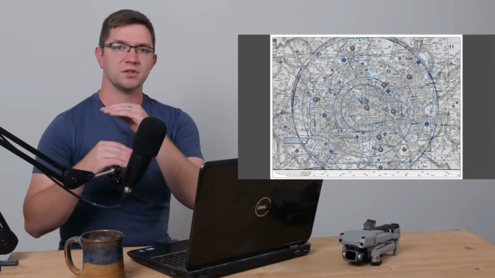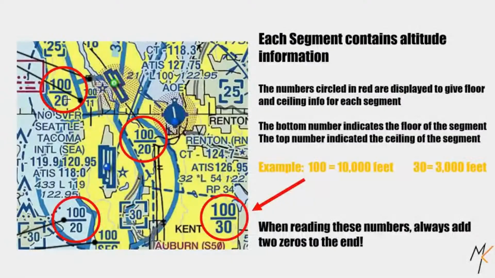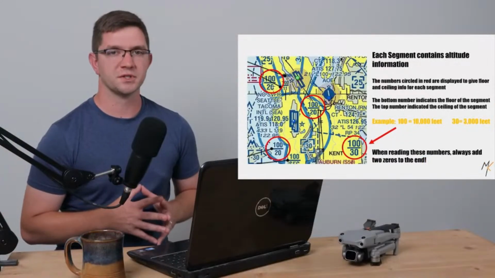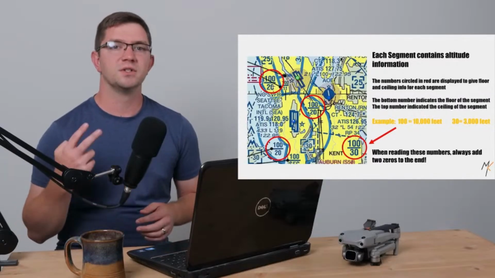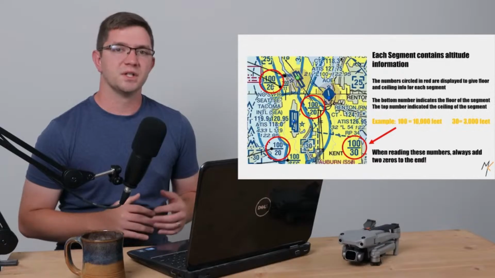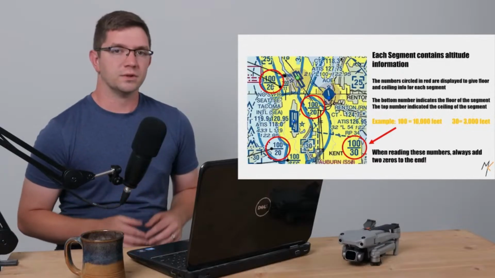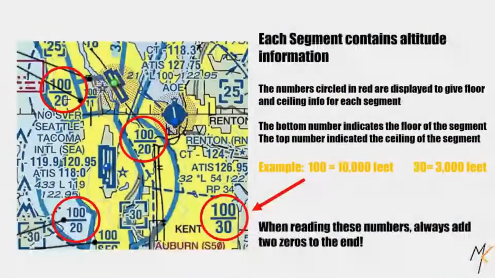Now, in Class Bravo airspace, you'll see these numbers stacked on top of each other like a fraction. What these numbers indicate is the altitude that this section of Class B starts at. That's the lower number. And how high in altitude the section goes up to, that's the top number. Whenever you read these numbers on a sectional chart, a rule of thumb to keep in mind is you need to add 2 zeros to the end of those numbers in order to see what the actual altitudes are. So for this example right here, the 30 on the bottom is indicating 3,000 feet, while the top number, the 100, is actually indicating 10,000 feet.